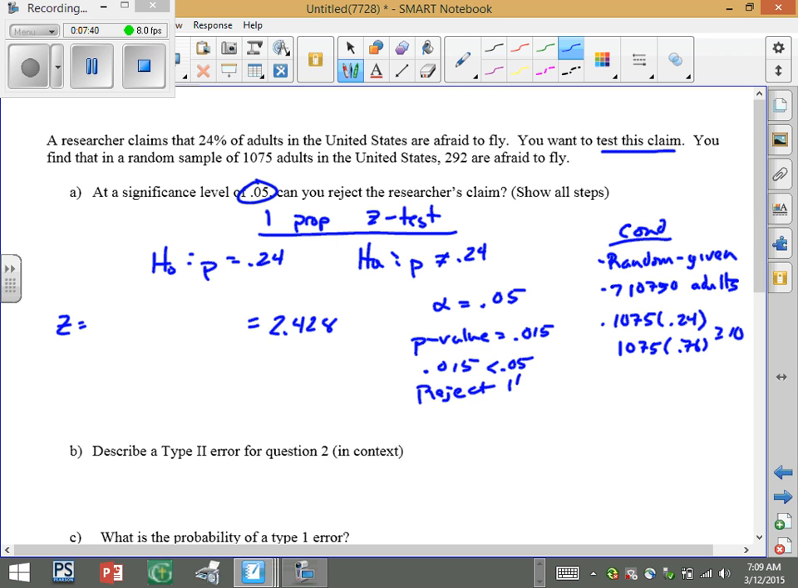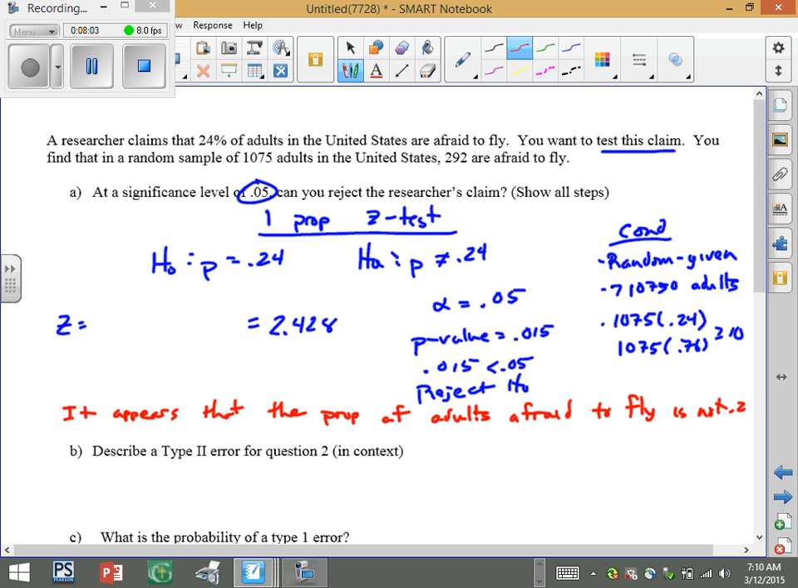the null. And so what that tells us is that it appears that the proportion of adults afraid to fly is not 0.24. All right. So researcher appears to be incorrect.